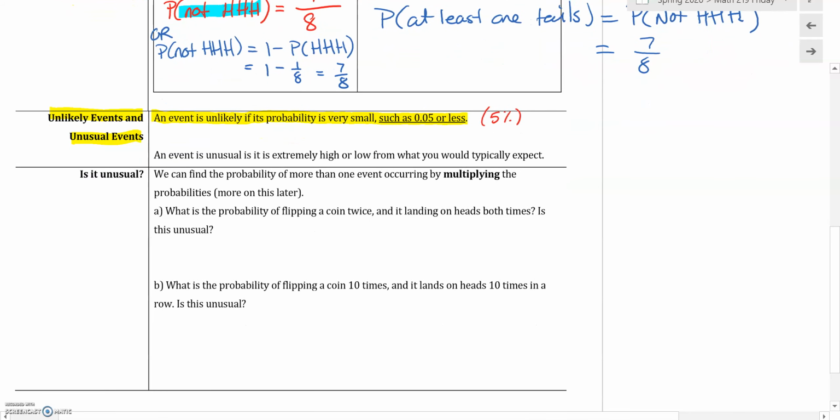So here they ask, is it unusual? It says we can find the probability of more than one event by multiplying the probabilities, and we're going to talk more about that later. Eventually we'll get into the multiplication rule where we'll talk about this.